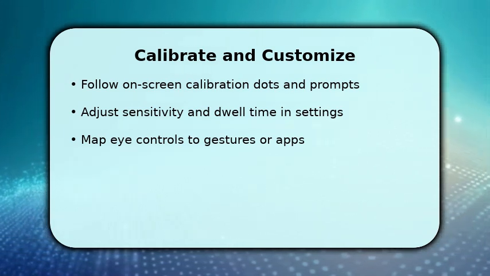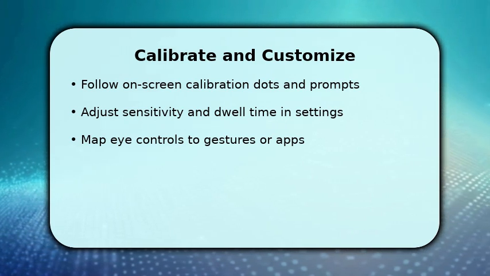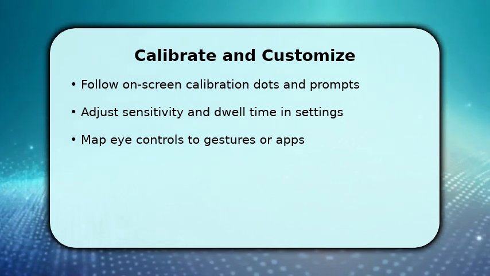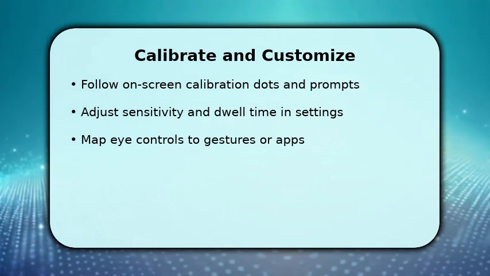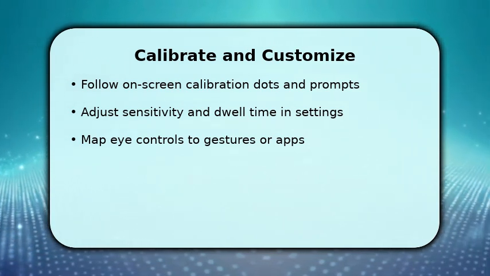Next, map eye controls to system gestures or specific apps. Assign a blink to select or a glance to scroll. Make these changes gradually, testing between adjustments, and you're ready to use eye tracking.